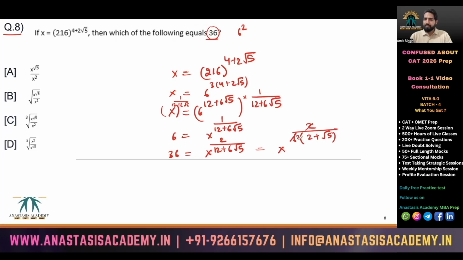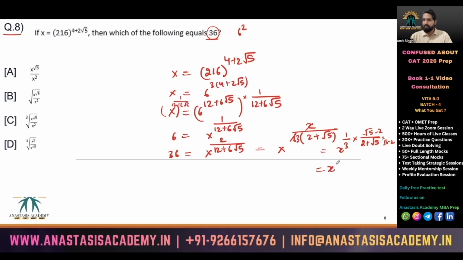2 can cancel it 3 times, so it becomes 1 by 3 actually. And I have 1 upon 3 into 1 upon 2 plus root 5, correct? And I can rationalize this to get the value as root 5 minus 2. I can multiply it with root 5 minus 2, so that I get a square minus b square.